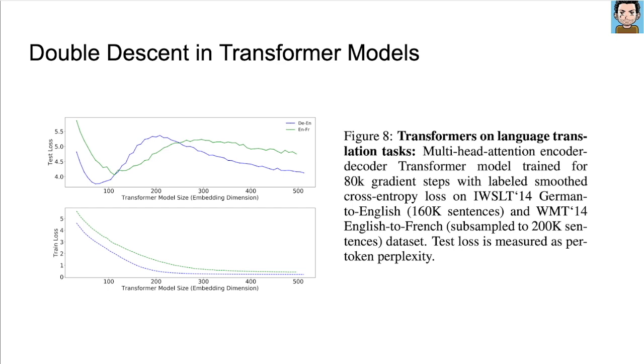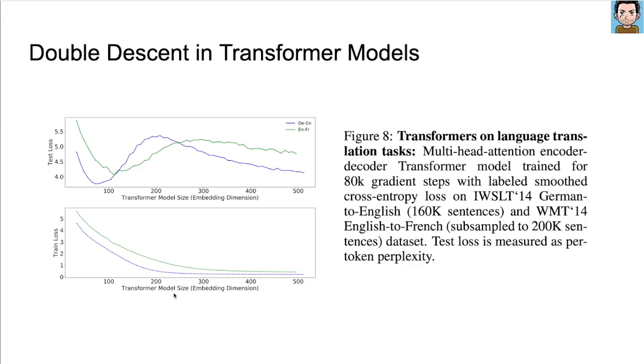All previous experiments are done using ResNet 18 and CIFAR dataset. In this figure here, the authors show that double descent appears in transformer models trained on text data. To increase the model capacity, the paper controls the embedding dimension, as you can see here on the x-axis.